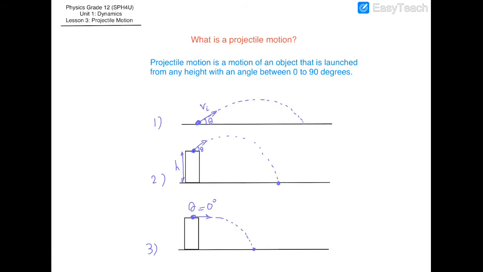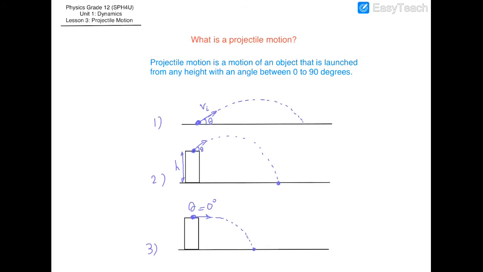The first question is, what is projectile motion? Projectile motion is the motion of an object that is launched from any height with an angle of 0 to 90 degrees. In the first diagram, an object is being launched from the ground with an angle of theta and an initial velocity of vi. In the second diagram, it's the same thing, but the object is launched from a height. And the third diagram is another scenario that you can launch.